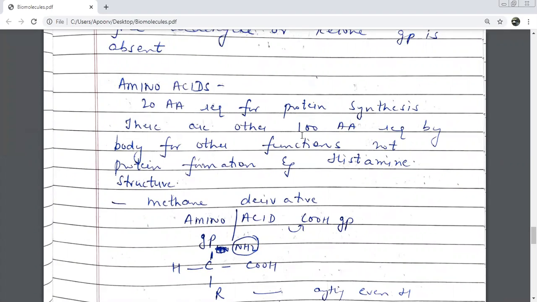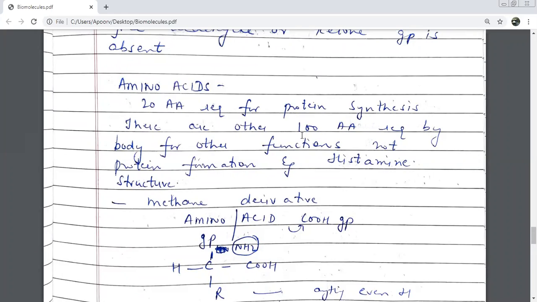See, 20 amino acids are required for protein synthesis. We have just heard that why do we need amino acids in our body? Because they have to synthesize proteins. But it is not only that, beta. Only 20 amino acids are involved in protein synthesis. For normal function we need 100 more amino acids in our body. They are not involved in protein formation, but they are needed for normal functioning of the body.